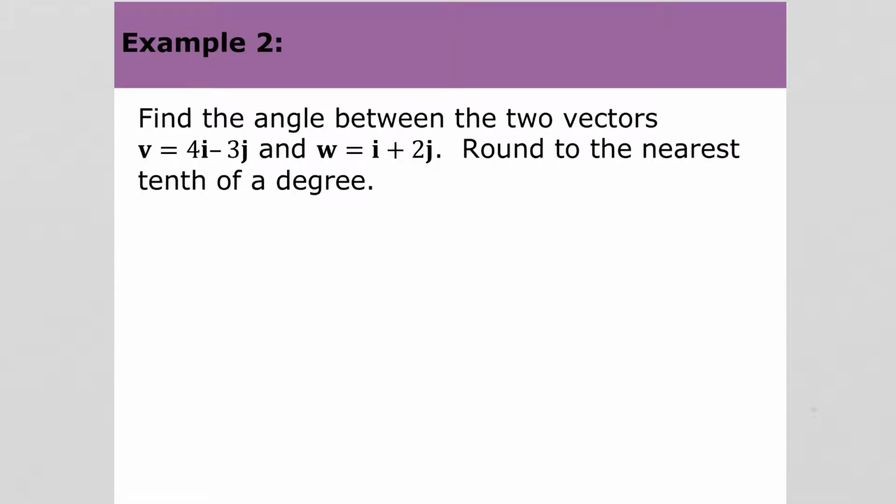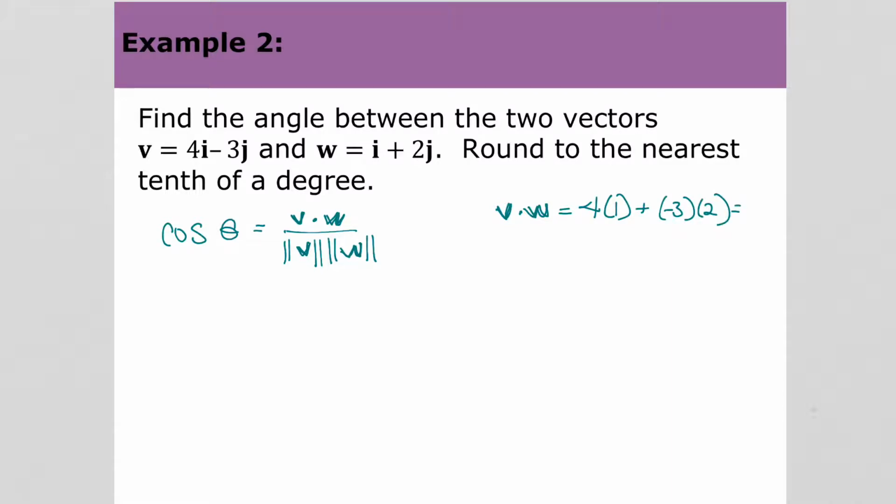So for example 2, we want to find the angle between these two vectors. So cosine of theta will be v dot w over the magnitude of v times the magnitude of w. So over here, I'm just going to come to the side and find v dot w. It would be 4 times 1 plus negative 3 times 2. And that is negative 2.